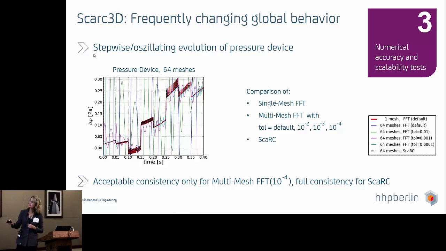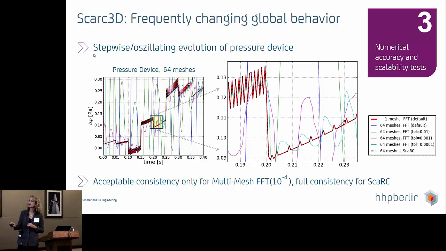The green line corresponds to 10 to the power of -2, which is bad too. A first approach can be seen for the magenta line, which corresponds to 10 to the -3. And the best result is obtained for the cyan line, which corresponds to 10 to the power of -4. But if we now have a detailed look on this special area here, then you can see the cyan line is quite good, but it doesn't really match the single mesh course.